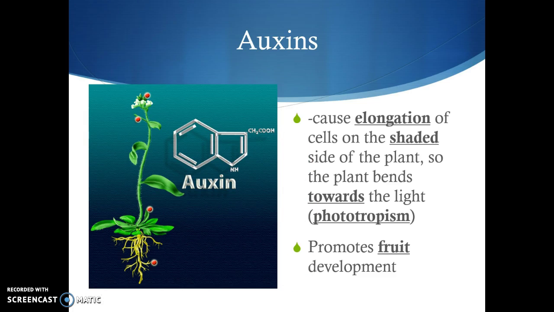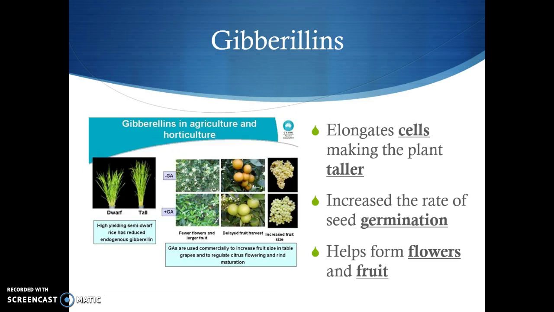This hormone also is used to help fruit development. So after fertilization, when the fruit is forming, the auxin is going to help with the formation or development of the fruit. The second hormone is called a gibberellin, and gibberellins are going to elongate cells to make a plant taller.